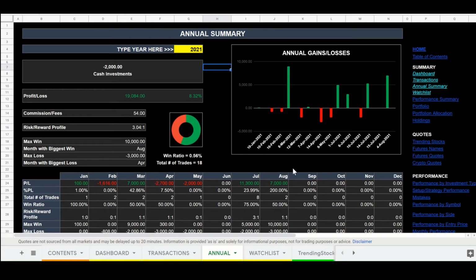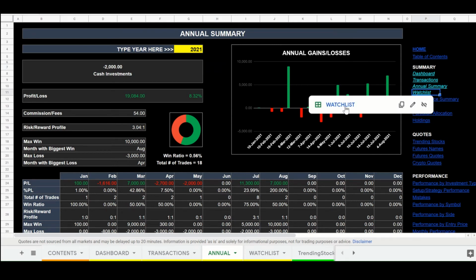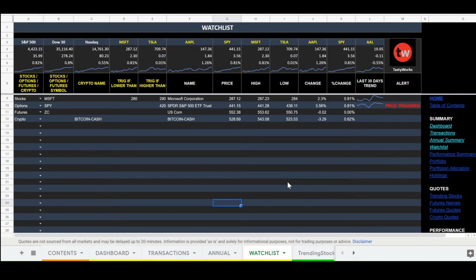The next page we're going to talk about is the watch list. So you click here, look at the watch list. Like I said, everything that is in yellow are the ones that you need to change. So all these columns in yellow, stocks, options, futures, symbol, crypto name, and your trigger values, you change there. Now over here you can change the tickers. You can type here if you want to see how their graphs look and so on.